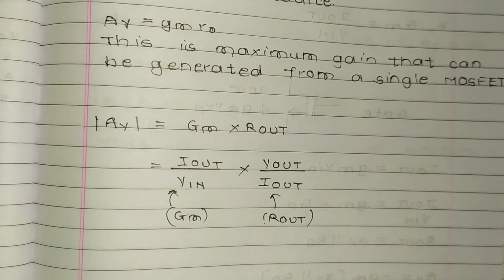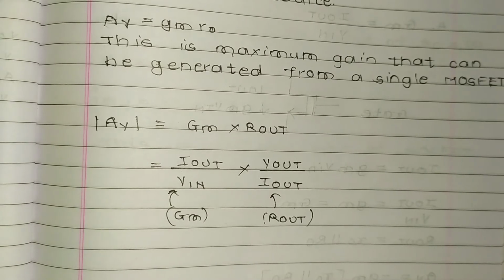So in mod, AV is equal to GM into R out. GM is equal to I out upon V in, and R out is equal to V out upon I out. This equation can be illustrated like this also, that is in mod AV is equal to GM into R out.